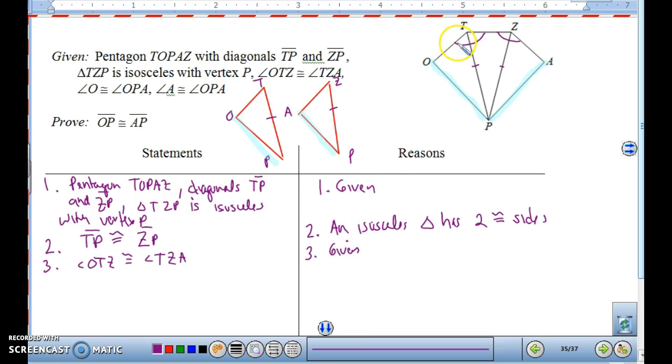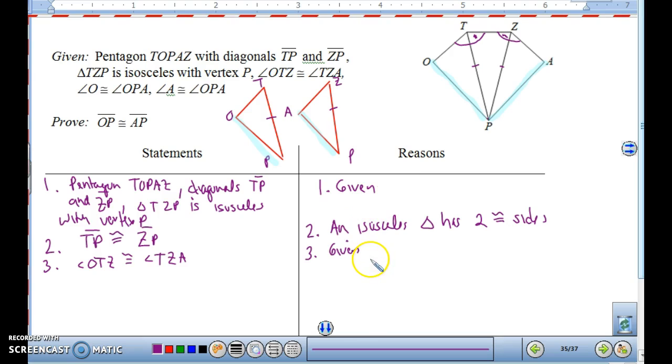So let's look at the triangles we're trying to get. Do we need the whole angle OTZ? Well, OTZ is right here. That goes kind of like this past here. And the angle TZA is this angle right here. Again, we only need a little piece. So what we need is a smaller angle. So we need to get rid of these two pieces right here. But how are we going to do it? Well, we probably have to use subtraction, but that's only going to work if angle PTZ is congruent to PZT.